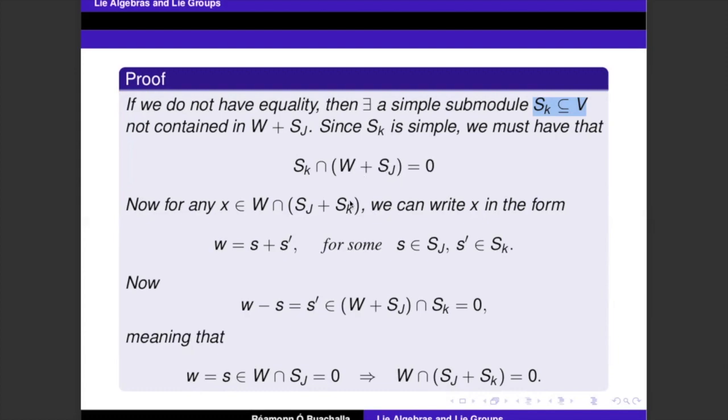So here, this is not simple, okay? The sum of these guys is not simple, so we can't really use our usual argument about simplicity here. However, this is simple. And that's enough. We only need one side of the intersection to be simple.